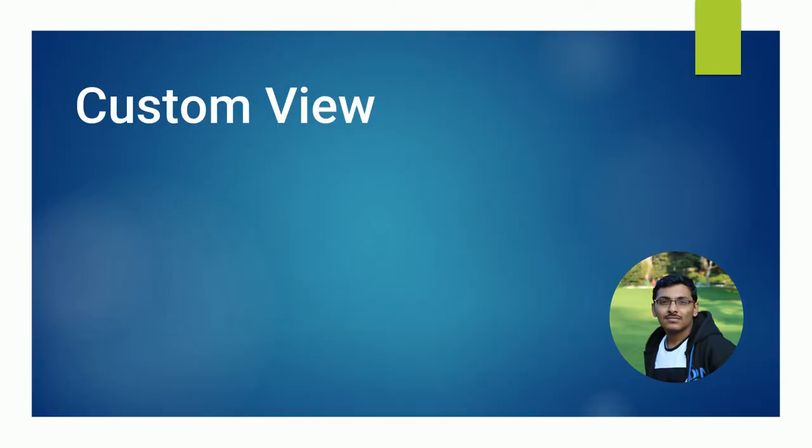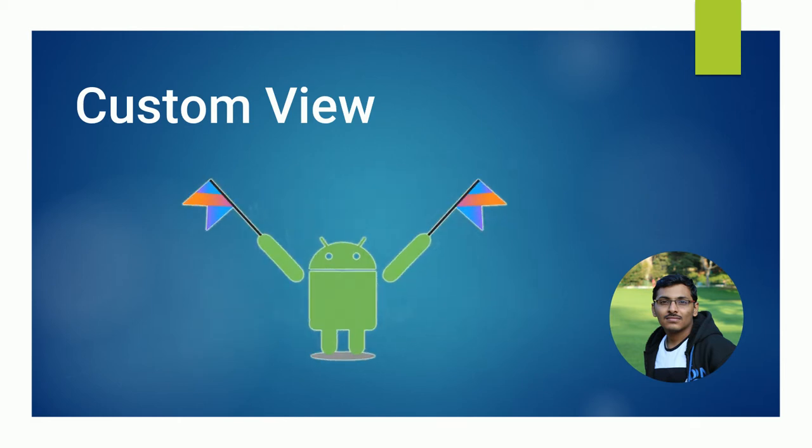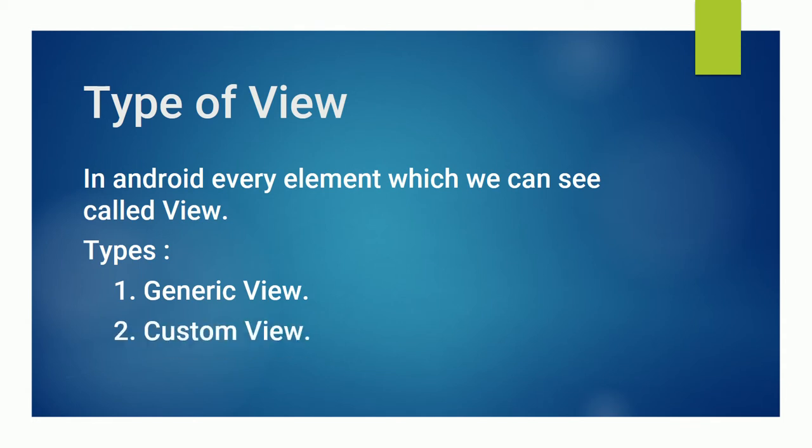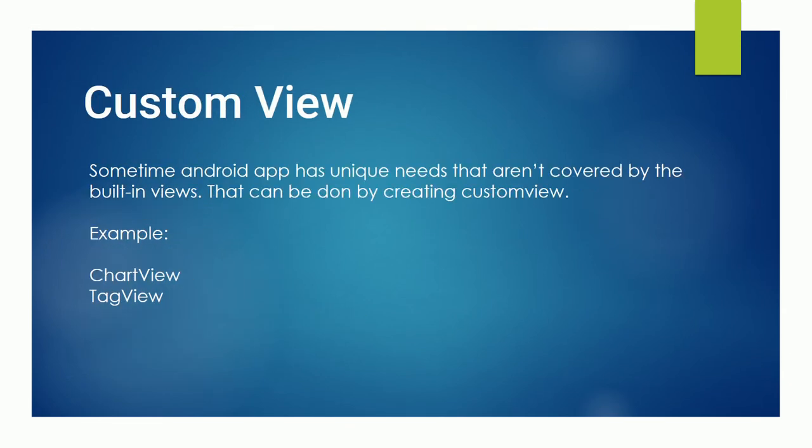In this video, we are going to see about custom views. Before we start, we need to know what a custom view is. In Android, every element is called a view. There are two types of view available. One, generic view. There are more than 70 views available in this category. Two, custom view. This is the one we are going to see in this video. Some Android apps have unique needs that aren't covered by generic views. In that case, we need to use a custom view.